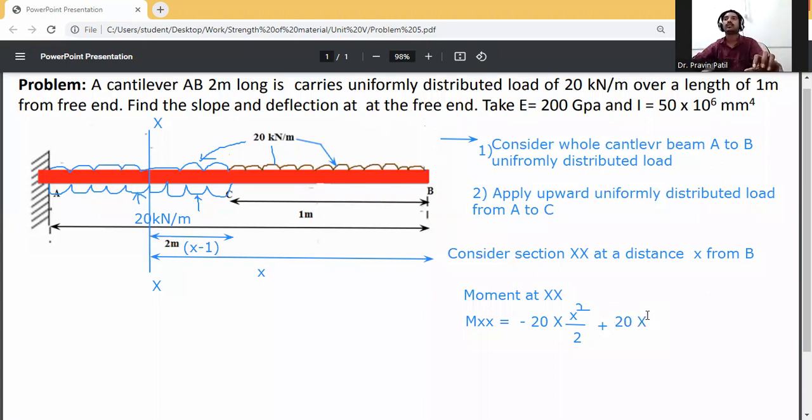in brackets, first convert it into a point load, x minus 1. Then it acts at the center, that is x minus 1 by 2. So the point load is 20 into x minus 1, acting at x minus 1 by 2, giving 20 into x minus 1 square by 2. This is the moment at section XX.